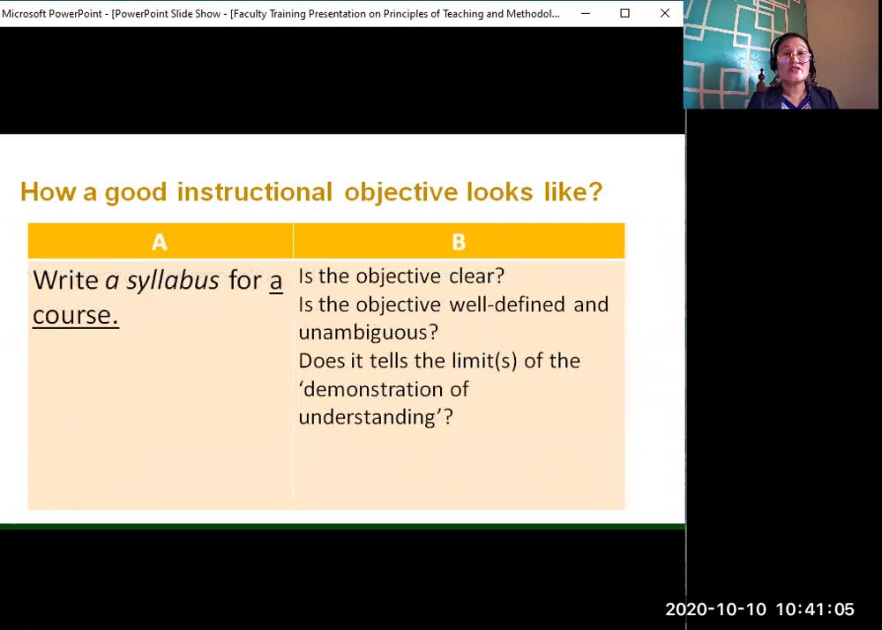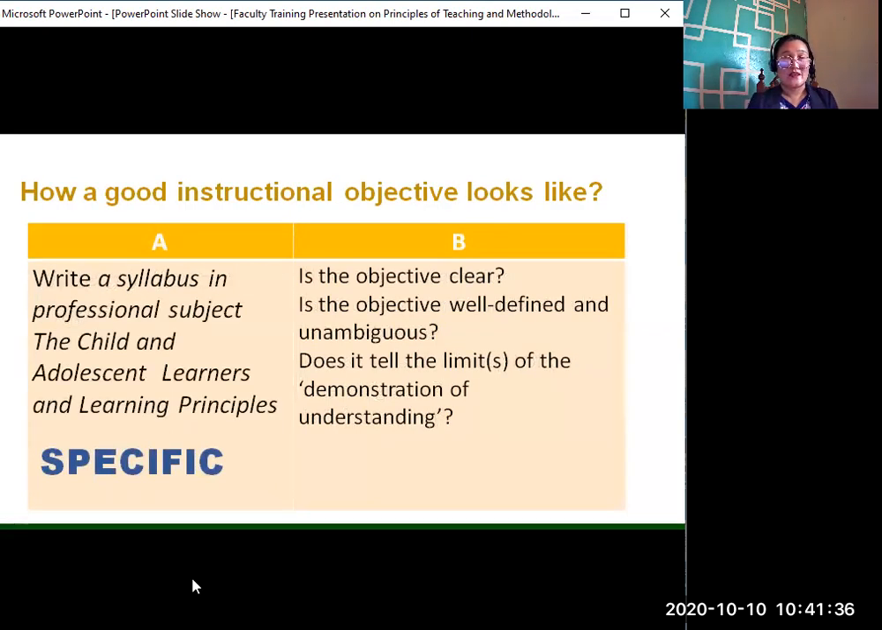Another example for an instructional objective: write a syllabus for a course. So is it clear? Is it well defined? Does it tell the limit of the demonstration of understanding? I think the question here is, what course? Another example, the course there has now been substituted by a specific course, the Child and Adolescent Learners and Learning Principles. So now, is the objective clear? Is it well defined? Does it tell the limit of the demonstration of understanding? That is a characteristic known as specific.